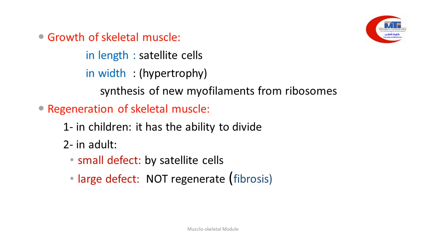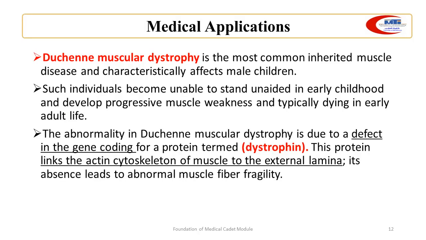Growth of skeletal muscle in length occurs by the activity of satellite cells, which add new skeletal muscle, but growth of skeletal muscle in width occurs by the synthesis of new myofilaments from ribosomes. Regeneration of skeletal muscle in children occurs by the division of skeletal muscle, but in adults, a small defect can be repaired by the satellite cells. A large defect cannot be repaired, and it heals by fibrosis.